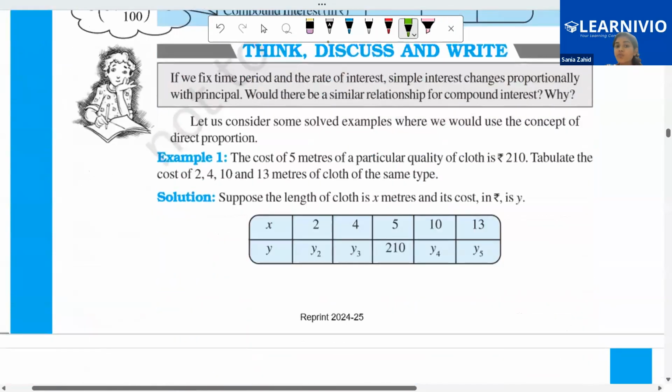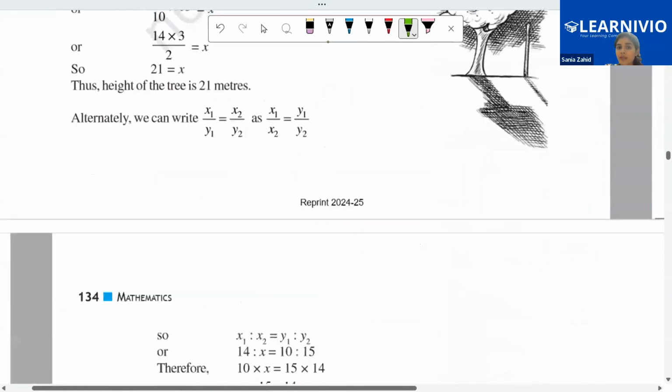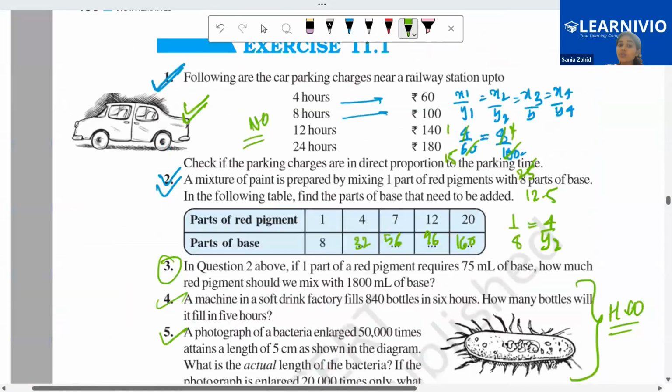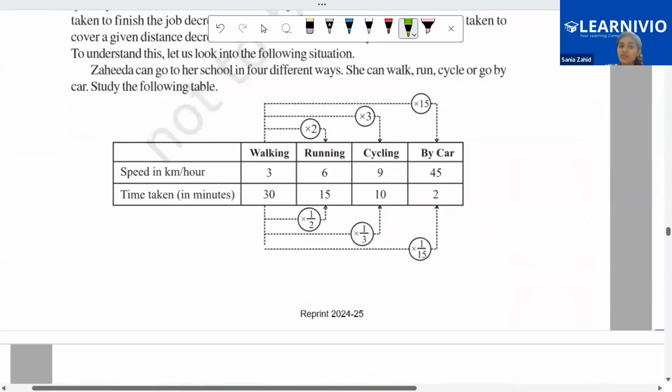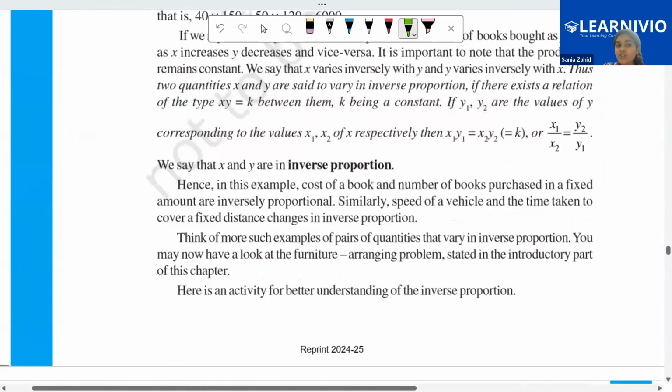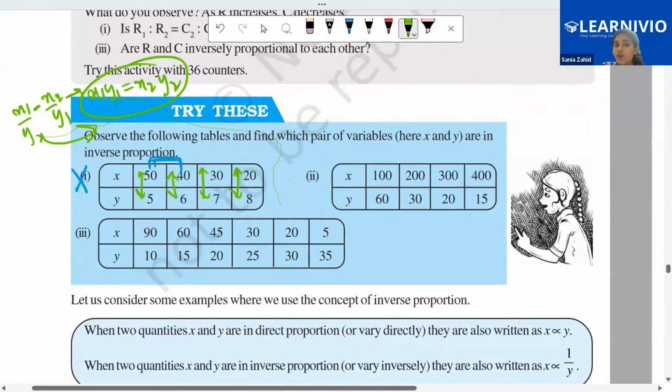But now for inverse proportion, what was the formula? The formula was x1 upon y2. So I just cross multiplied this formula to make a new formula, which is x1 y1 is equal to x2 y2. So over here, you're going to multiply. 5 into 50 is 250. 40 into 6 is 240. 30 into 7 is 210. 20 into 8 is 160. So all these values are not equal, thus it is not in inverse proportion. Okay?